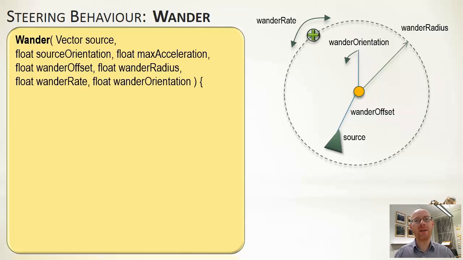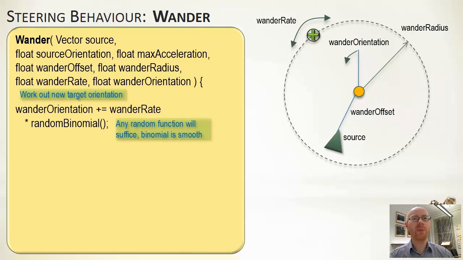And the target is going to have a certain orientation relative to 0 around that particular circle. And each update, we will move it by a wander rate around the circumference. So the first thing we do when we're calling this is give it a new wander target. We update the orientation, add on the rate, which is how fast we're prepared to move, multiplied by some random value.